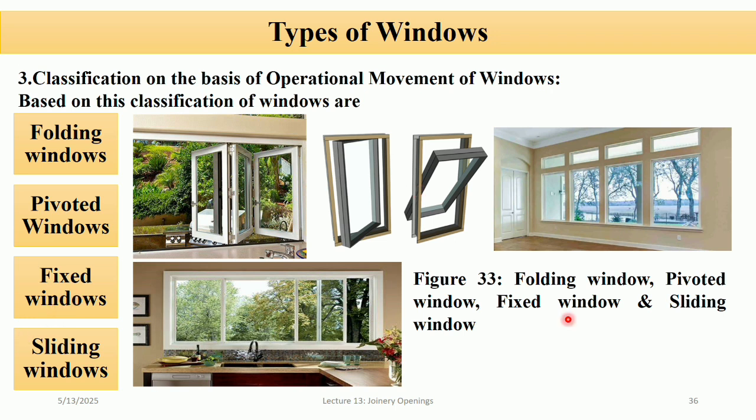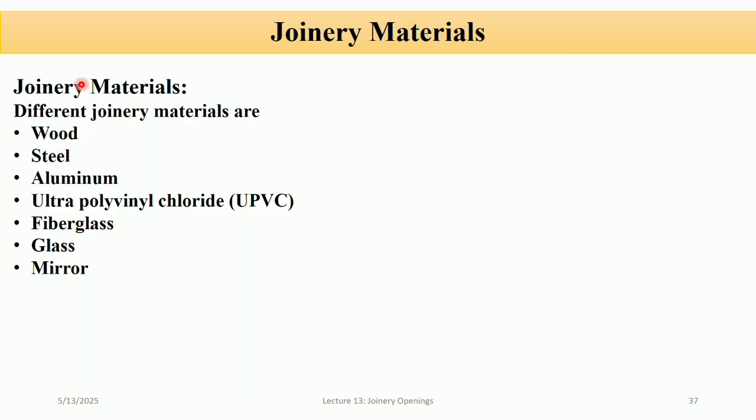The third one is fixed window. You can see here this is a fixed window, and fixed windows are non-operable window that do not open. They are made only to allow light and outside view. The last one is sliding window. You can see here in the figure, and sliding windows have one or more panel that move horizontally or on track. So it is easy to operate and space efficient, and it is common in modern homes, offices, and balconies. So now let's discuss the last topic of our lecture, which is joinery material.